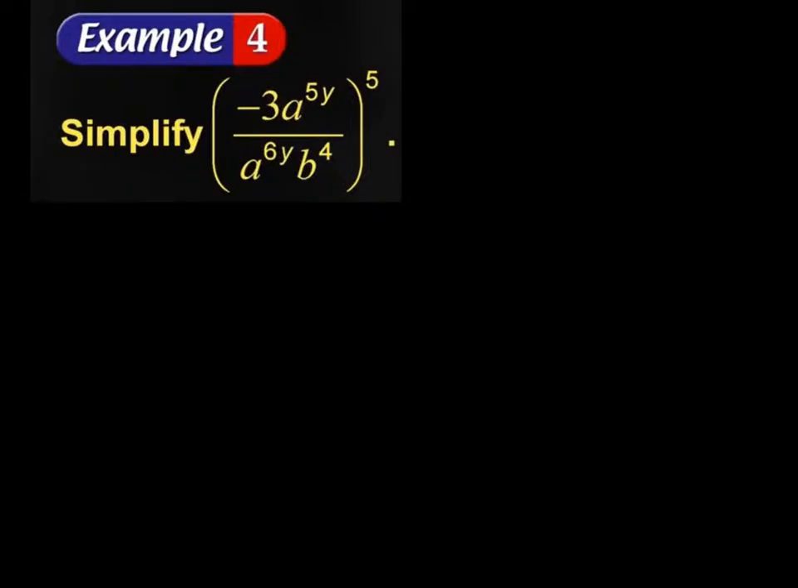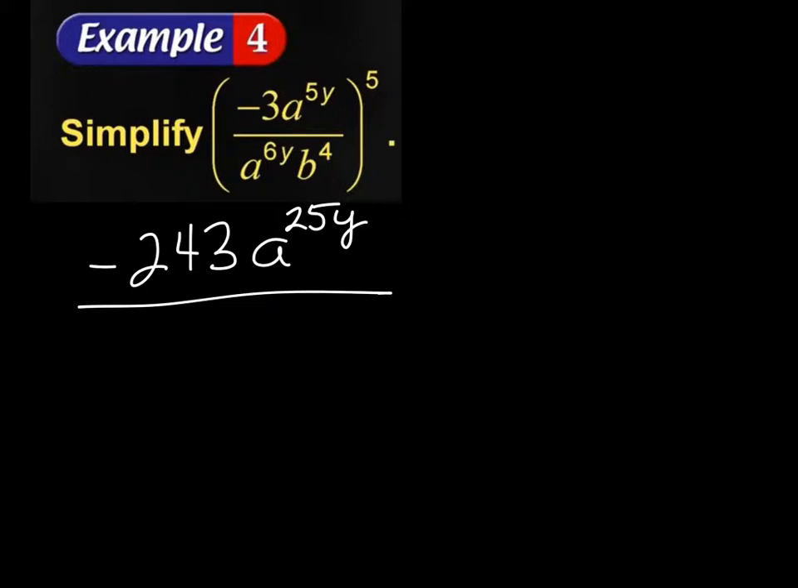Negative 3 to the 5th is negative 243. Power of a power, we multiply exponents, so it's going to be a to the 25y over a to the 30y, b to the 20.